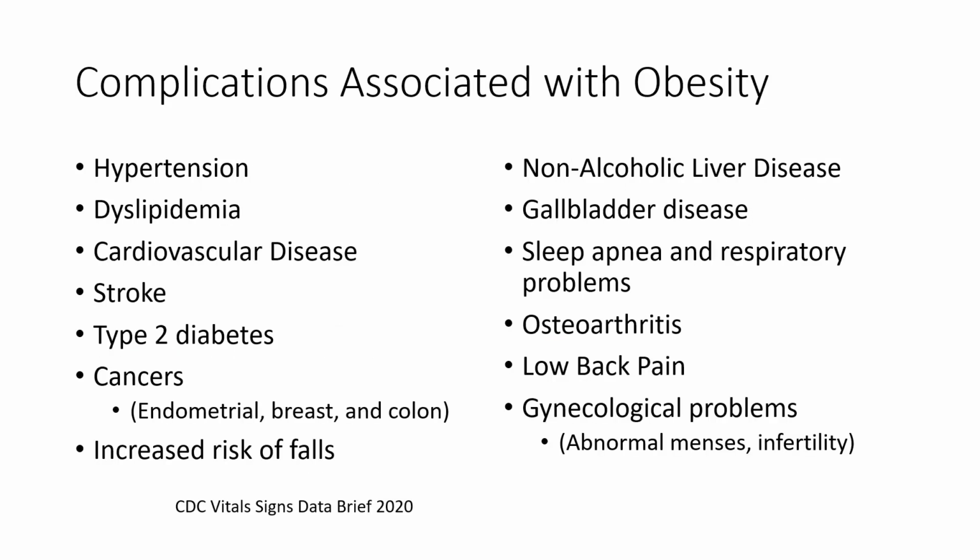Now, again, there are complications that we associate with obesity, ones that everyone thinks of: hypertension, dyslipidemia, cardiovascular disease, diabetes. But even certain cancers, endometrial, breast, and colon cancers, are associated with obesity. There's a higher risk of falls because of changes in center of gravity. You've got a large abdomen, like the patients I treat, who have a BMI of 50, very large individuals. Their center of gravity shifts, right? They have challenges sometimes maintaining upright. So there's a higher risk of falls in those populations.